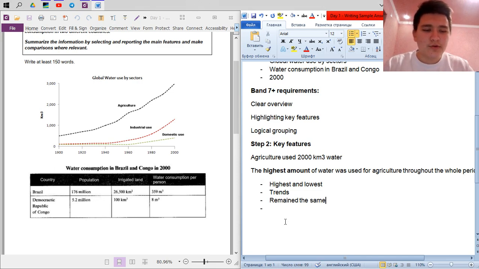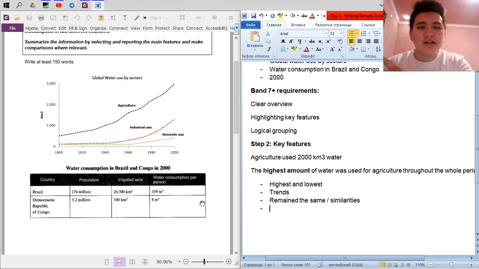Similarities, right? So we could probably say similarities. For example, let's say domestic use and industrial use. They probably were the same until 1960, or until 1940. You see, this is a key feature. Why? Because it's remained the same, right? So if you're able to use as many key features as possible, in fact, you're supposed to use all the key features. There's got to be a reason behind all of your sentences, right? If you're able to showcase that, then the chances are you'll get a band 9 for task achievement.